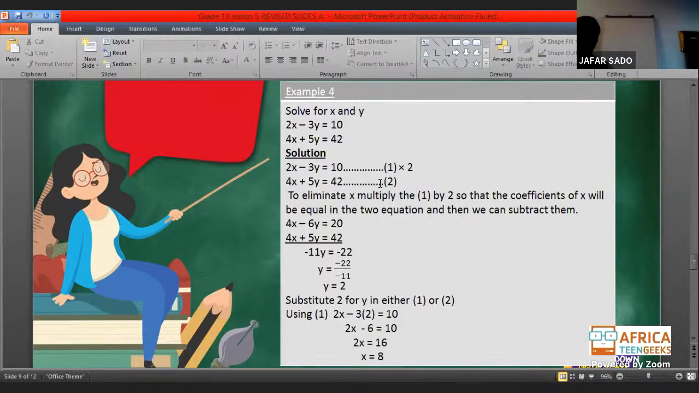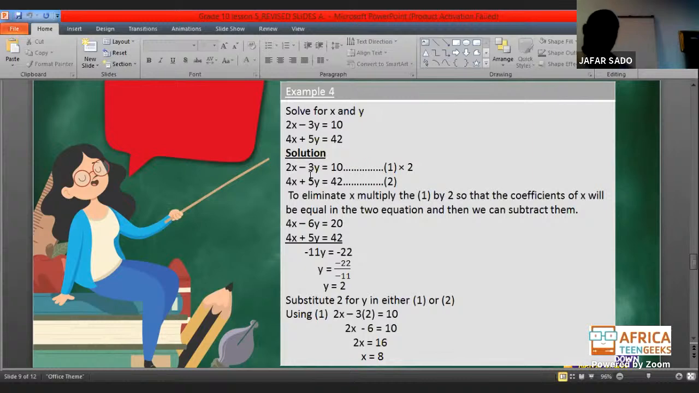All right. So now, because we are using elimination method, we need to eliminate either x or y. So look now, which one is easier to eliminate? There is 2, there is 4, there is 3, there is 5. So you can see here now that the coefficients are not the same. The coefficients of x in both equations are not the same. The coefficients of y are also not the same.